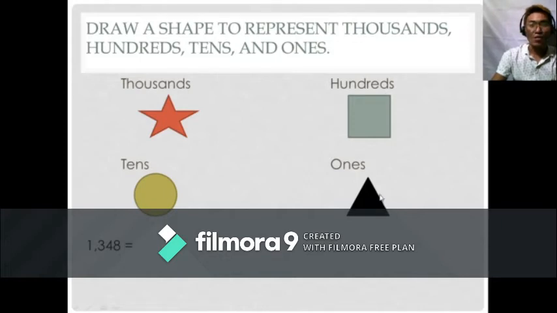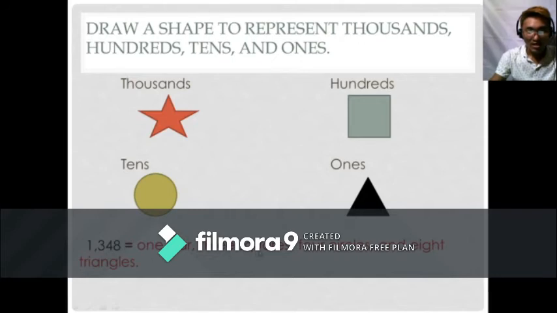Okay, we have 1 digit. Now, stars represent thousands, 100 is represented as squares, tens are represented as circles, and ones are represented as triangles. Now I have here the answer of 1348, including the shapes. We have here 1 star because a star represents thousand.